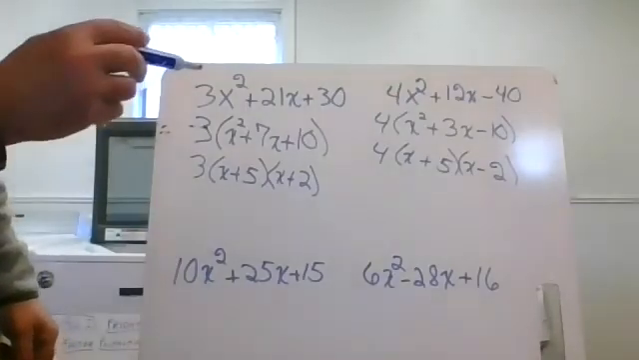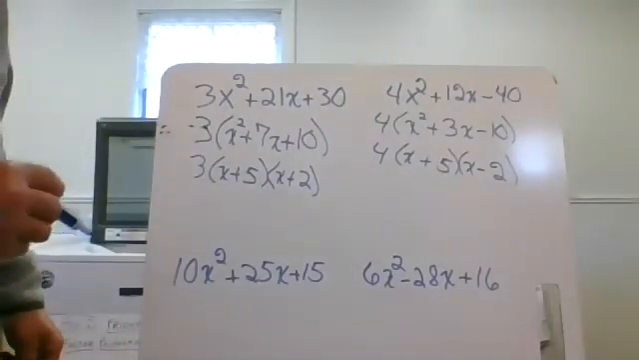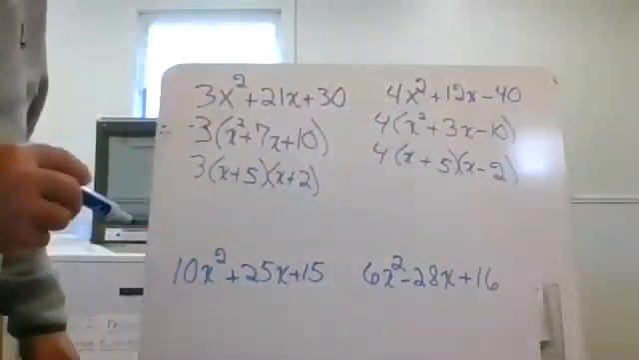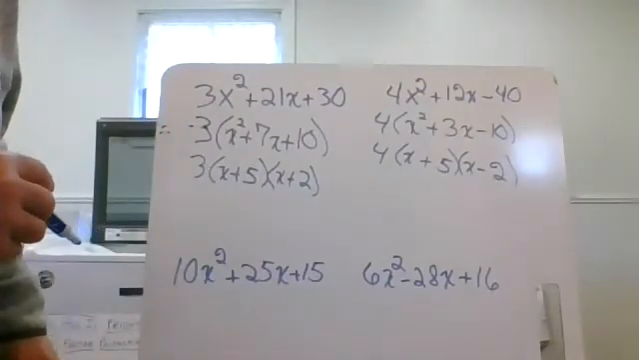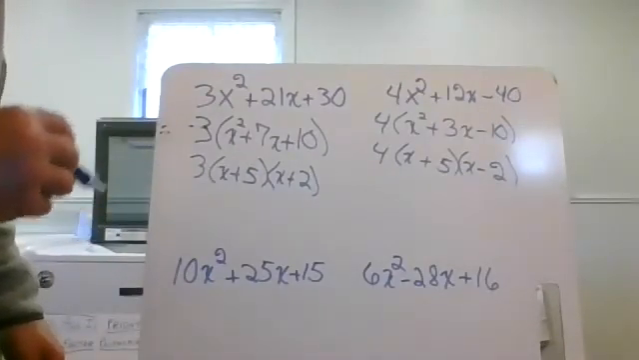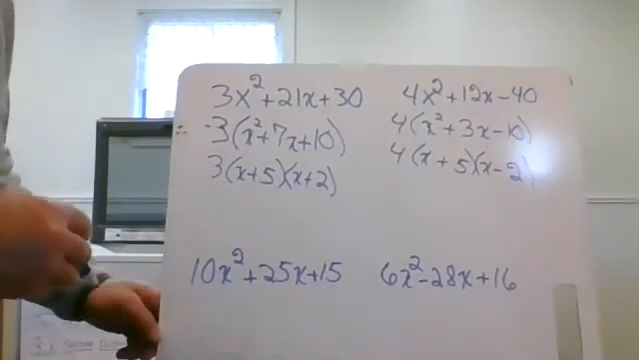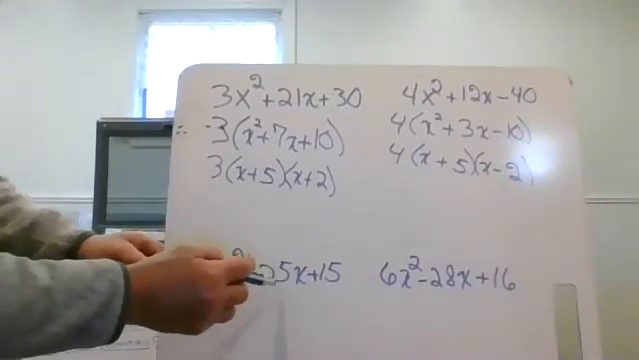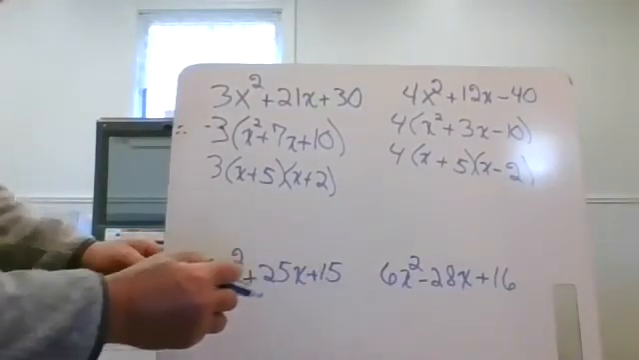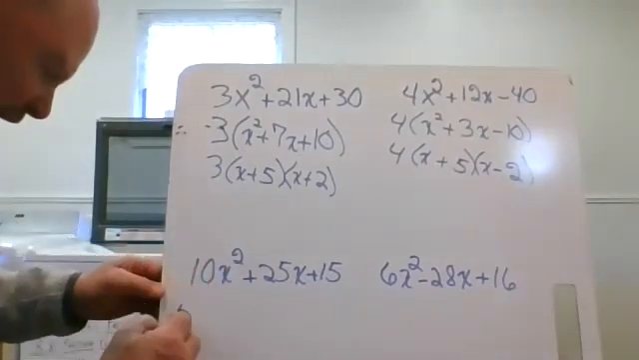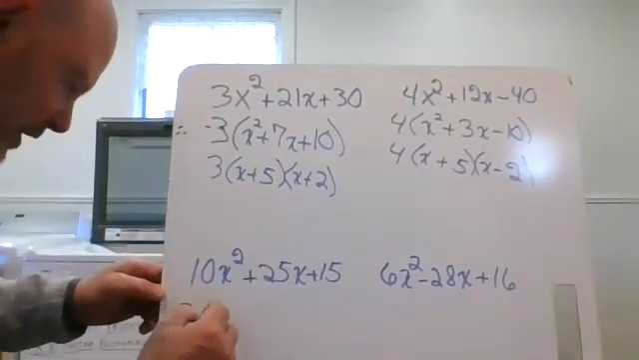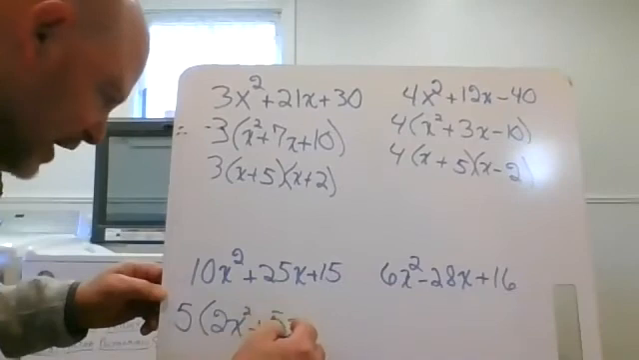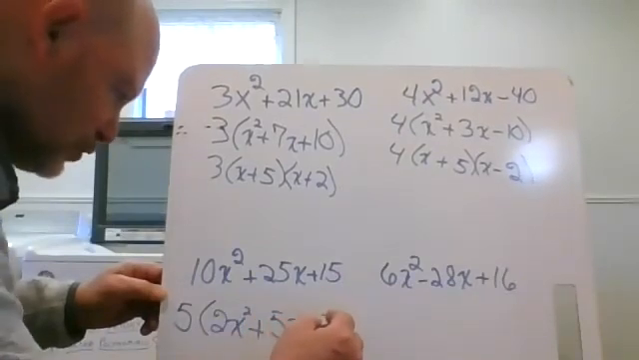So all we're doing is taking out that greatest common factor and leaving ourselves with trinomials now that you know how to factor. And then you have to factor. Okay, let's do this one down here. We have a 10, a 25, and a 15. So it looks like we want a 5. And then that would leave us with 2x squared plus 5x plus 3.